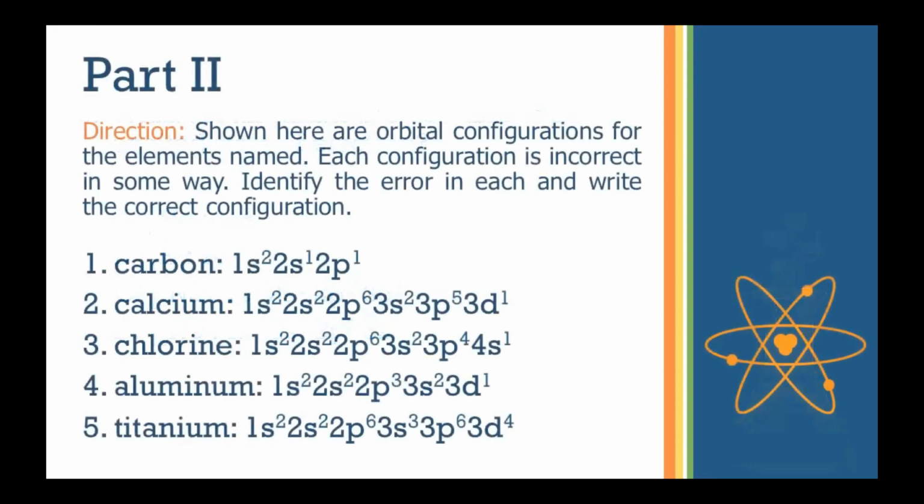Part 2. Direction. Shown here are the orbital configurations for the elements named. Each configuration is incorrect in some way. Identify the error in each and write the correct configuration. 1 carbon, 2 calcium, 3 chlorine, 4 aluminum, 5 titanium. Try to look and take your time to answer the question.